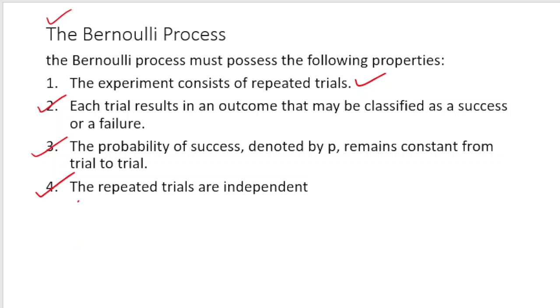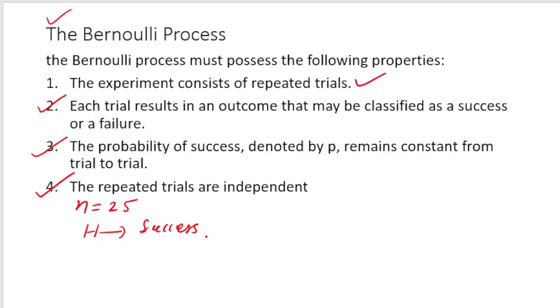Suppose I am tossing a coin 25 times. So it means we are doing the experiment multiple times. Means this is a case of repeated trial. Suppose getting a head is success for me. Getting a head is success for me. Right. So each trial results in an outcome that may be classified as a success.